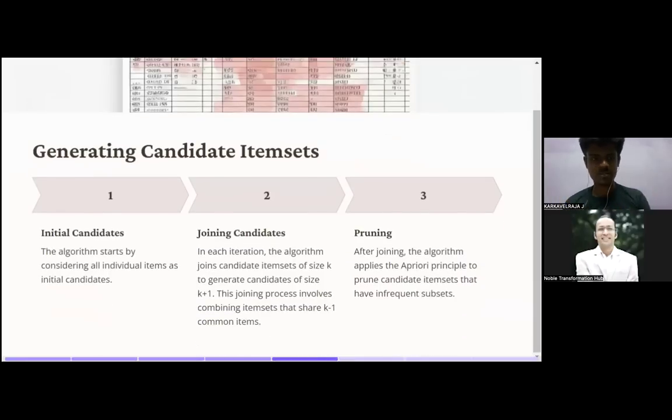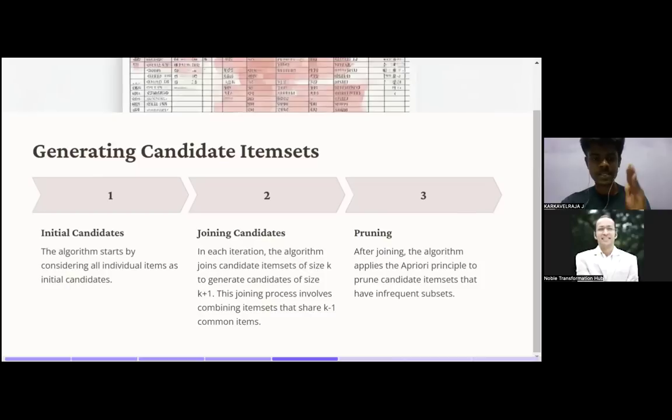Generating candidate items. How can we generate? Let's have a flow. First thing, initialize candidates. That is, the algorithm starts by considering all individual items as initial candidates. If we have 5 items, we consider each individual item first, like milk, butter, jam, bread, and chips. Like that, individual items.